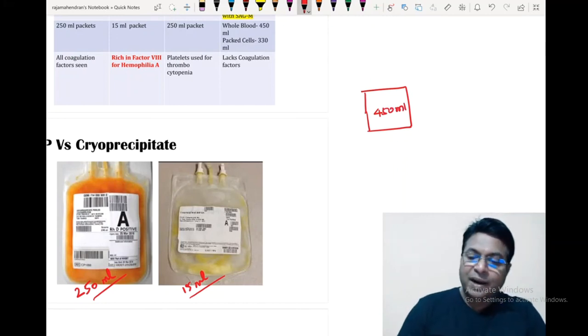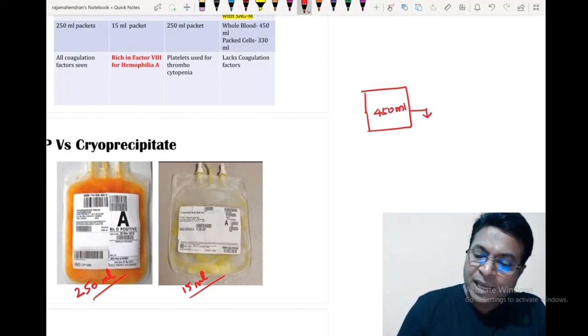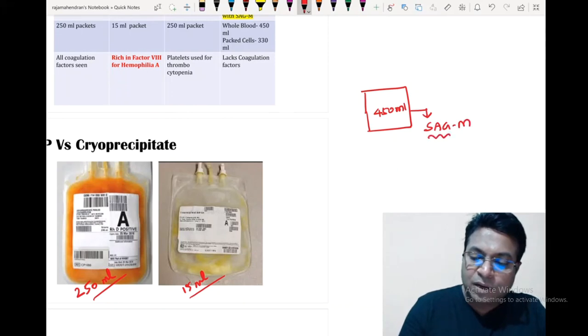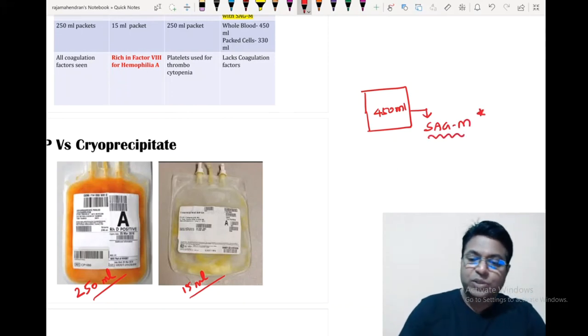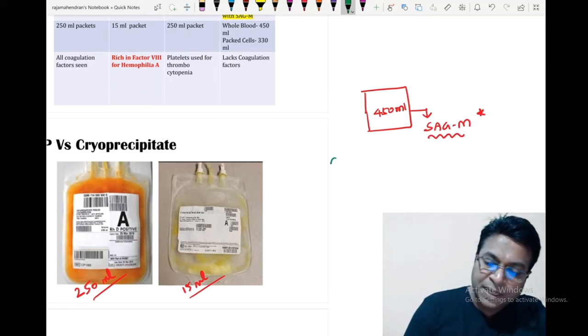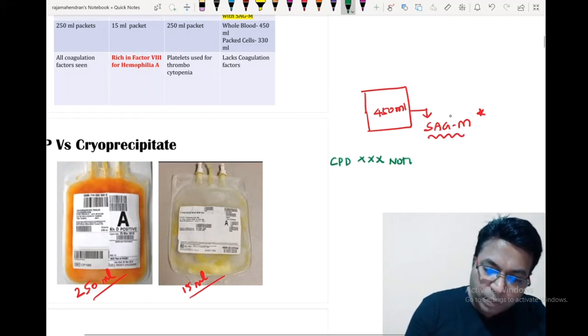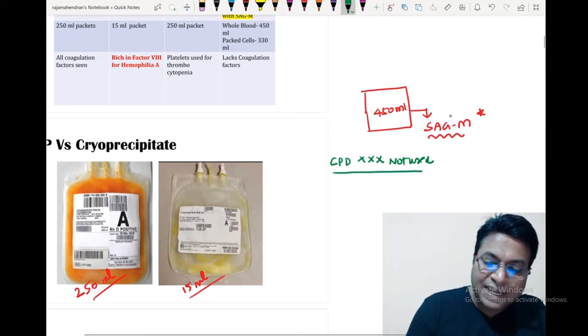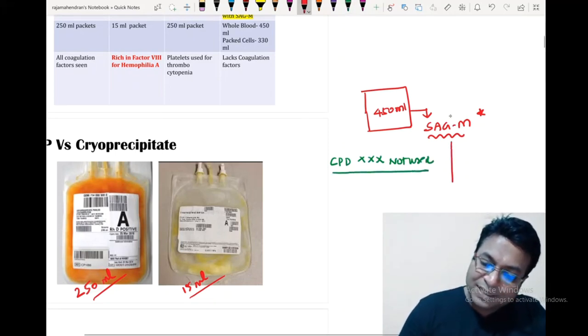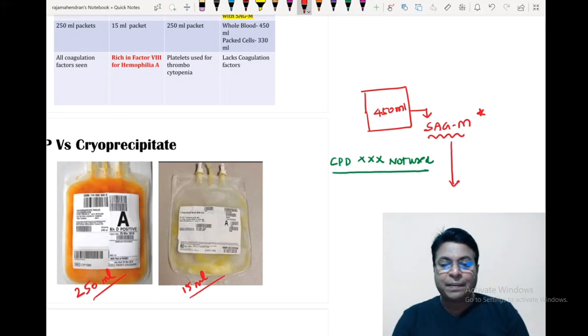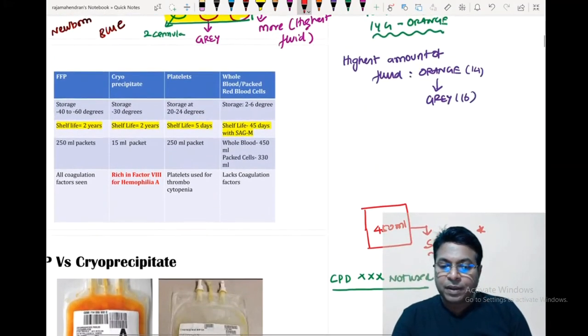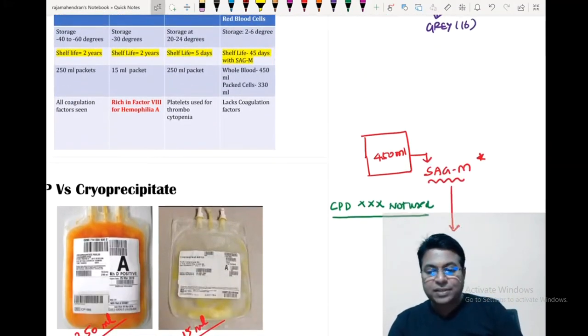450 ml is whole blood, which contains a preservative solution, SAG-M: saline adenine glucose mannitol. This is the latest solution we are using. Nobody uses the old solution, CPD, citrate phosphate dextrose, now. We are using saline adenine glucose mannitol only.